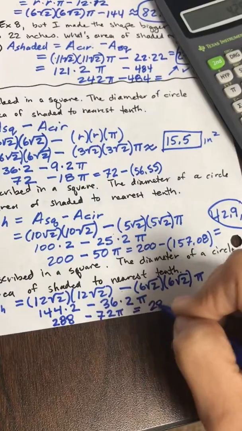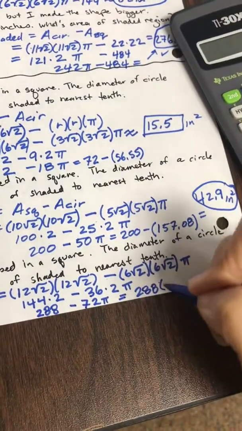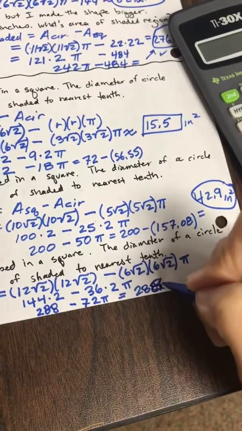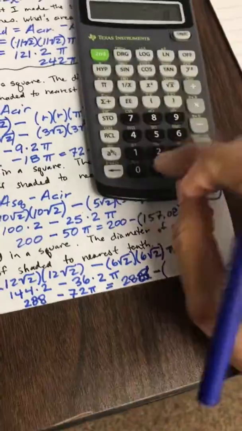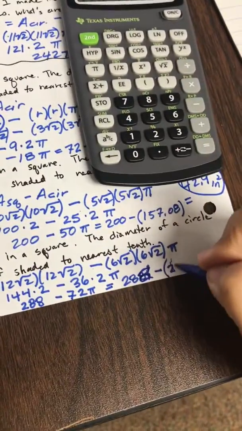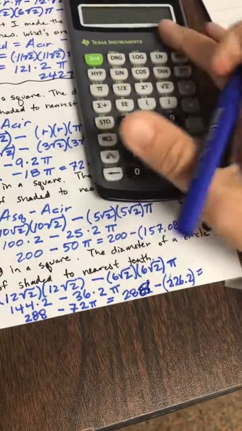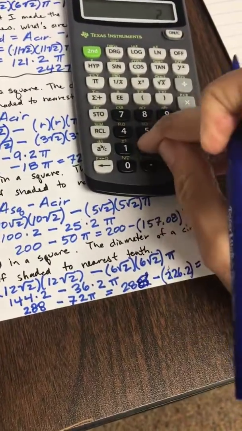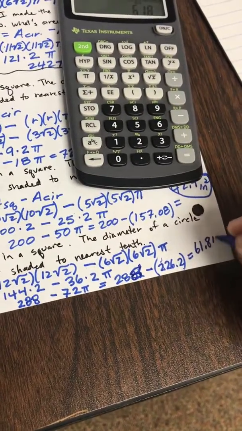Okay, so now we really just need to know what 72 pi is so that I can subtract it. Okay, so what is 72 pi? 72 times pi is 226.2. Okay, so 288 minus 226.2 is 61.8 inches squared.